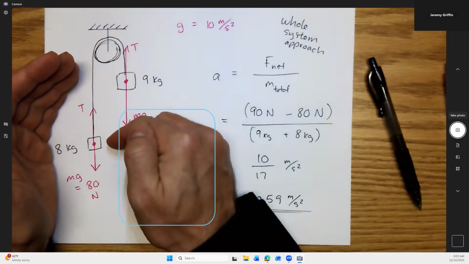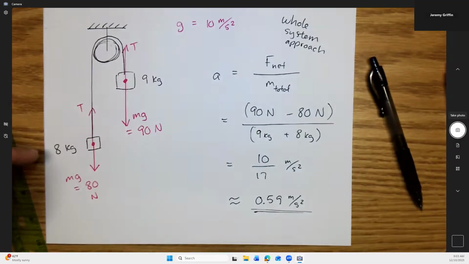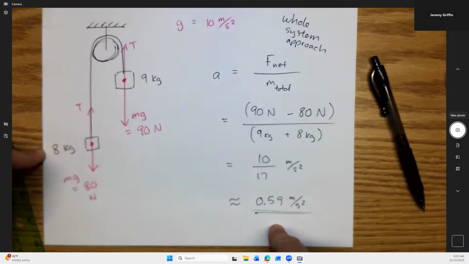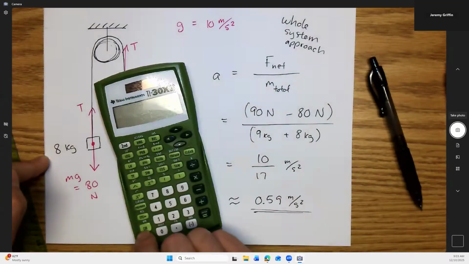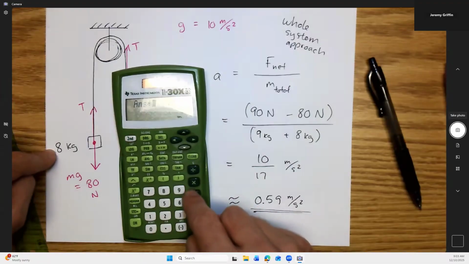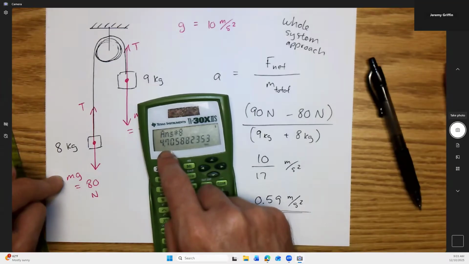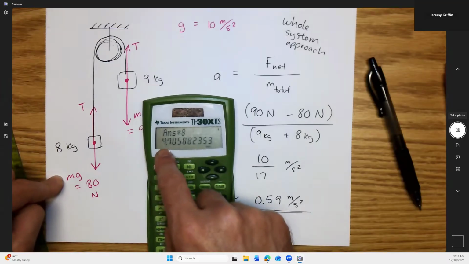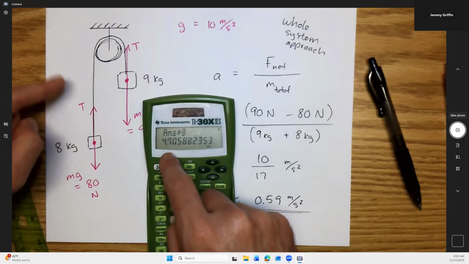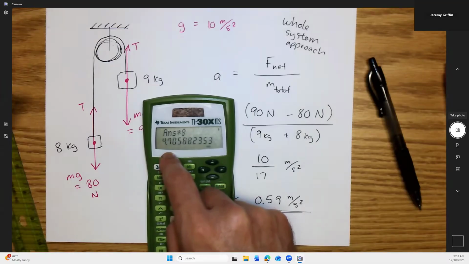As we focus on this one, there's some tension up minus 80 newtons down results in this mass accelerating this much, doesn't it? That equals ma. So I'm going to take that answer, the 0.59 meters per second squared, and multiply by this mass of 8 kilograms. That tells you the necessary net force, because we need a net force of 4.7 newtons. If you need a net force of 4.7, what does the tension have to be? 84.7. You get the 84.7?